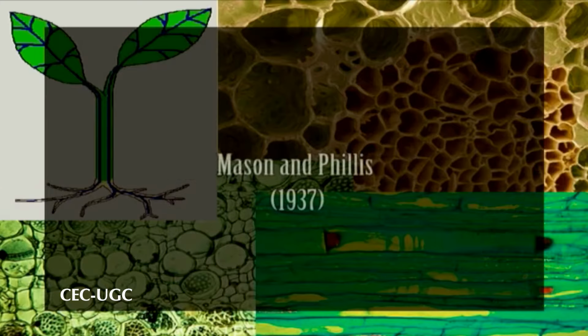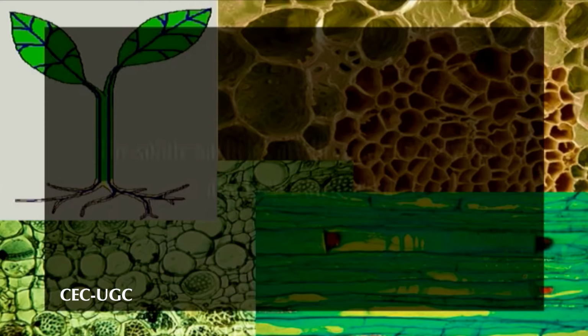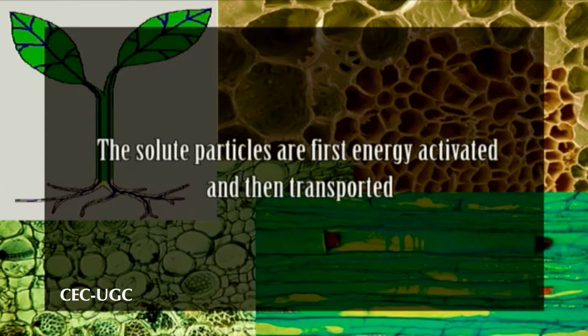Now, activated diffusion hypothesis. Mason and Phillips in 1937 modified the concept of the diffusion hypothesis and proposed the activated diffusion hypothesis. According to this concept, the solute particles are first energy activated and then transported. This hypothesis justified a faster rate of translocation but was lacking experimental evidence.